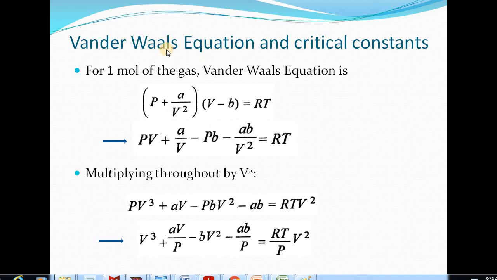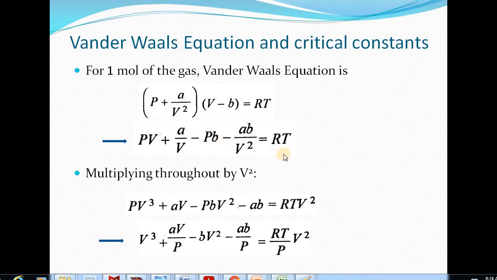In today's lecture, we will determine the critical constants of a gas in terms of van der Waals constants using the van der Waals equation. We very well know that for 1 mole of a gas, the van der Waals equation is (P + a/V²)(V − b) = RT, which can be written as PV + a/V − Pb − ab/V² = RT.